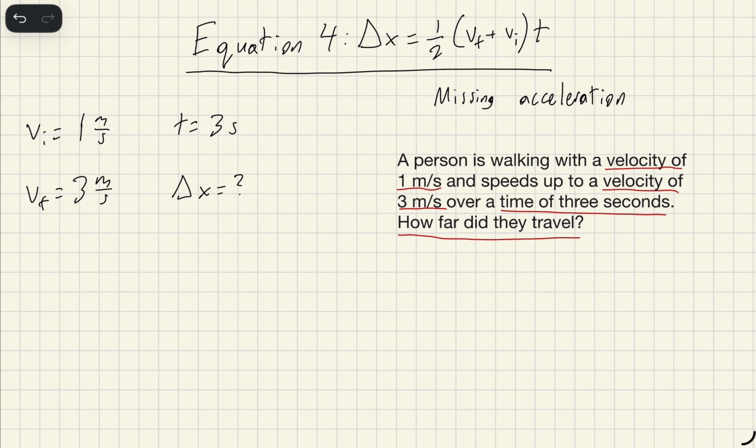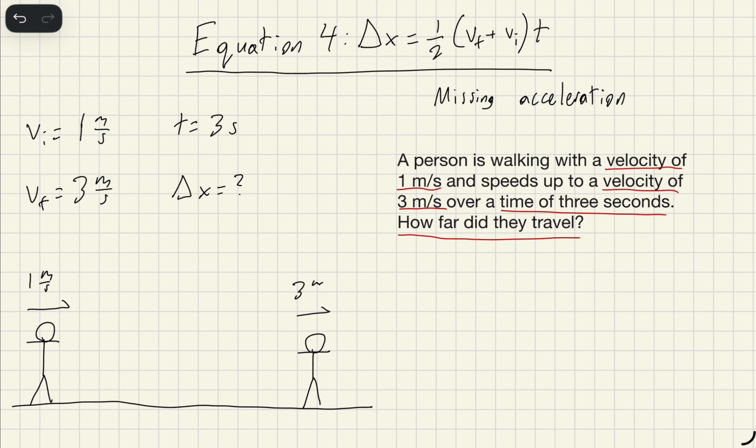Now the reason I used a person instead of the cart is I wanted to draw this out. It's really helpful to draw out the physics problems that you encounter. So we have here our little stick figure person, and they're moving with an initial velocity of 1 meter per second. And we know that over here at some point, they have a final velocity of 3 meters per second. And that the time it takes them to do this is 3 seconds.